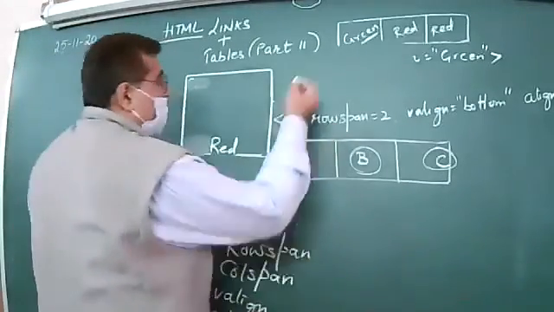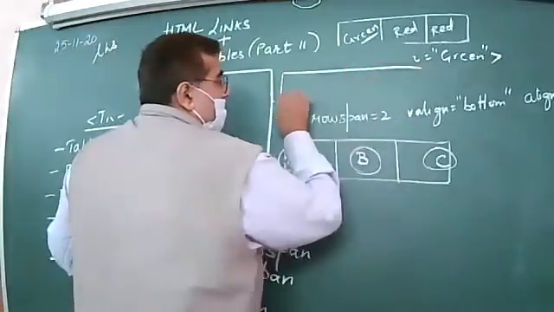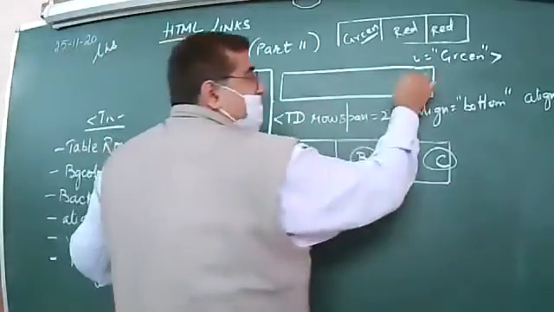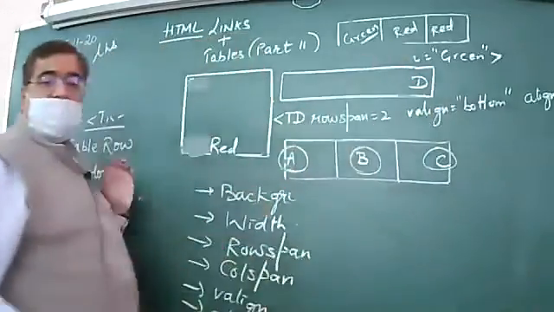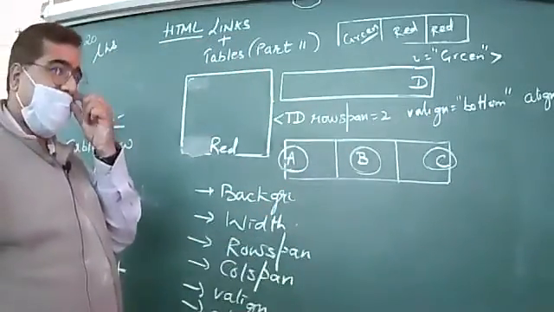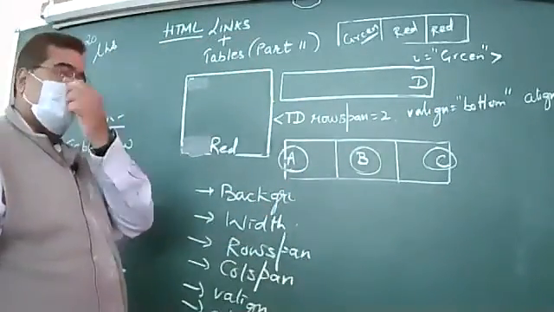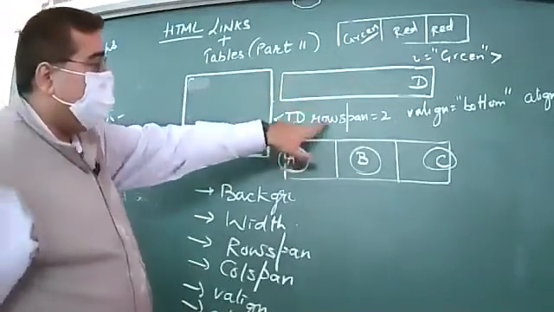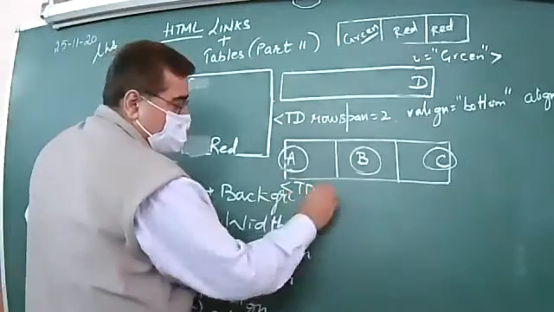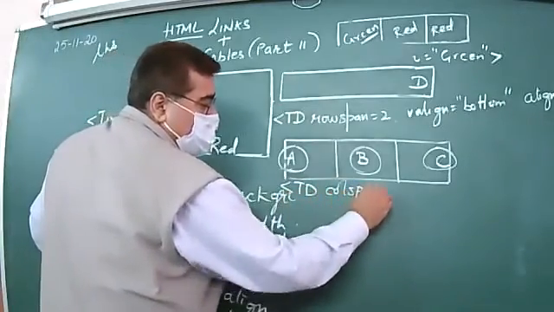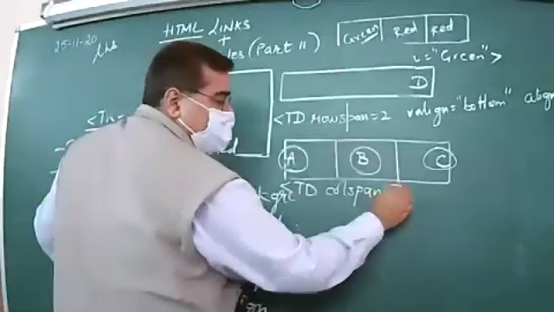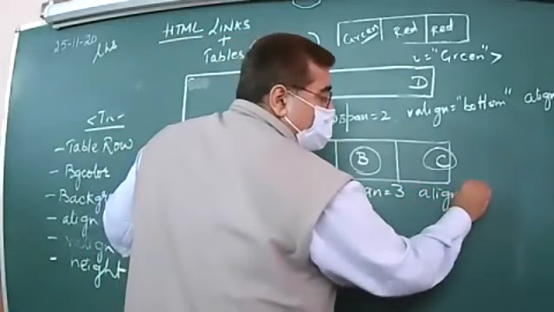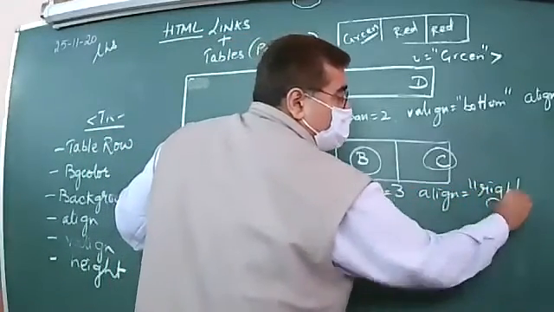Sometimes you get this type of question also. Entire row is col span, but the data is residing over here. The data is residing on the right side. So for this, what you will do, TD col span, let us say for example 3 cells, align equal to right.